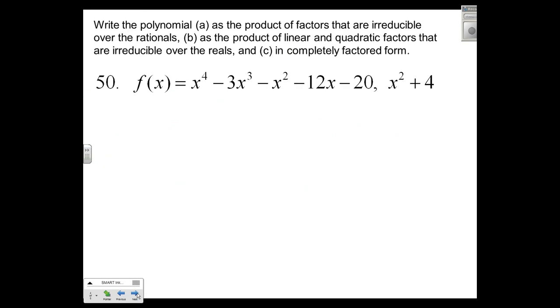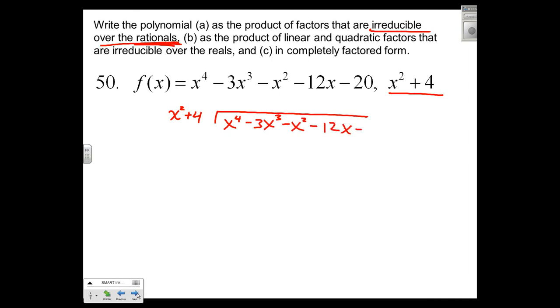Okay, terminology gets in our way on this. Irreducible over rationals. That is like traditional factoring. Can we traditionally factor? So they are giving us that this is one of the factors of f. And if x squared plus 4 is a factor of f, then I know that x squared plus 4 could long divide x to the fourth minus 3x cubed minus x squared minus 12x minus 20 and work out evenly. And you'd say, well, I prefer synthetic division.